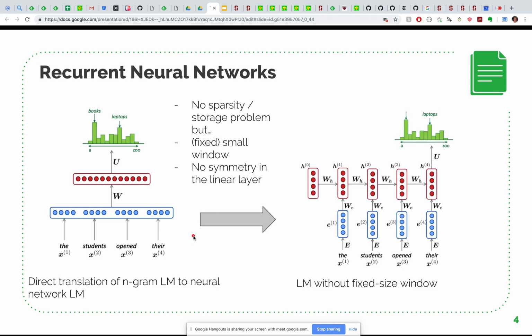This is why recurrent neural networks were useful for language modeling, because in this RNN setup you don't concatenate the word vectors, so you can have, in theory, an unlimited window size to get your language model.